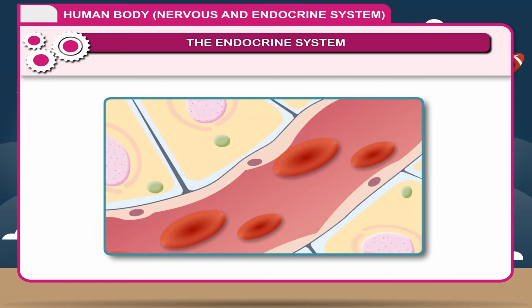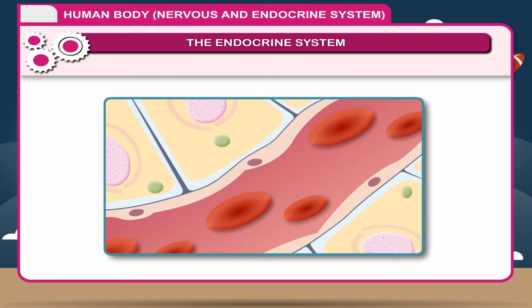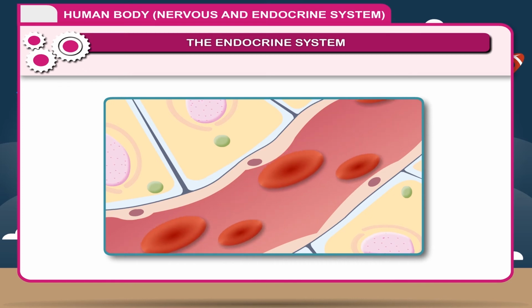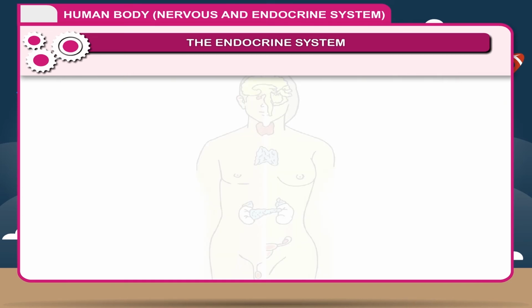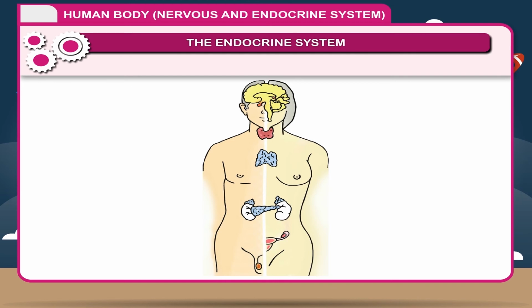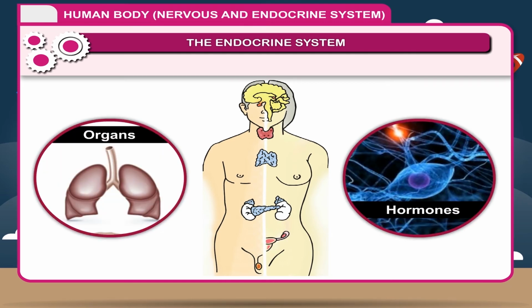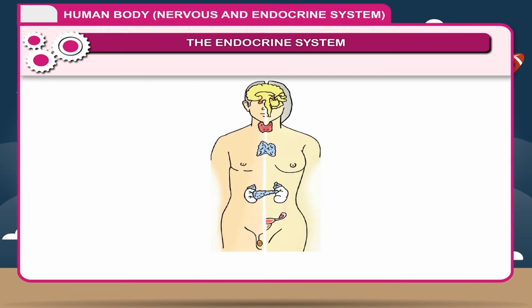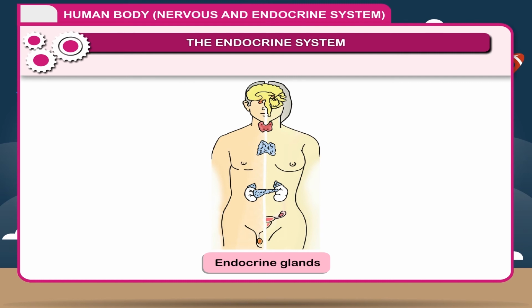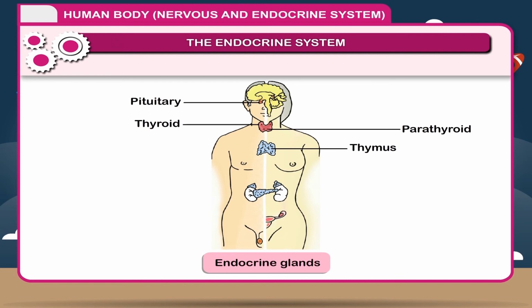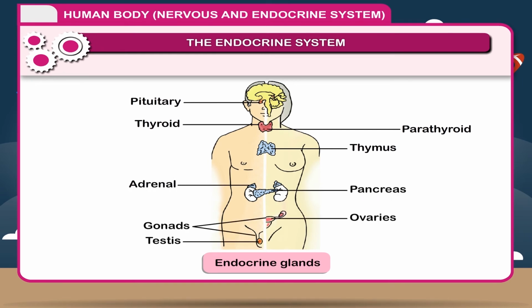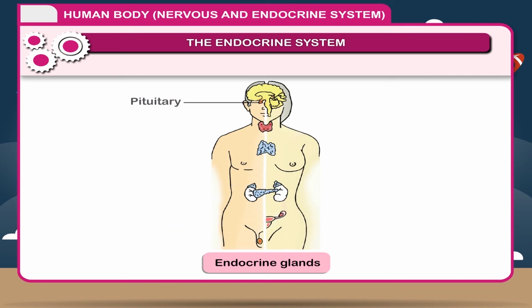These secretions directly enter into the blood. Hormones travel in the bloodstream until they reach their target tissue, where they activate a series of chemical changes. Hormones are secreted by some organs but show their effect or response in other organs. The main endocrine glands are pituitary, thyroid, parathyroid, thymus, adrenal, pancreas, and gonads: testes and ovaries.